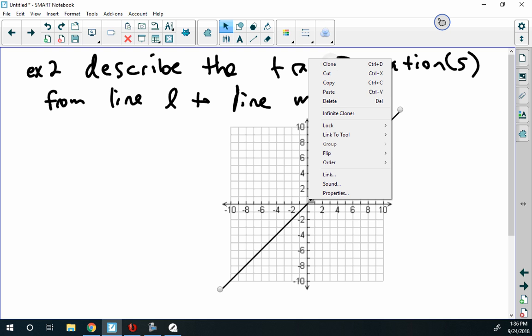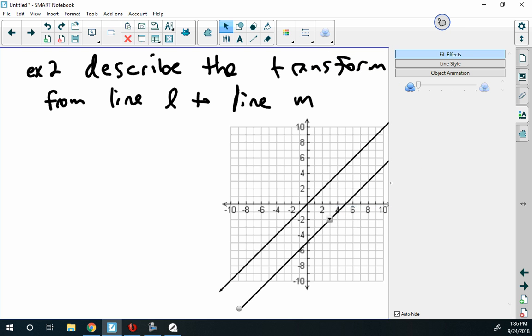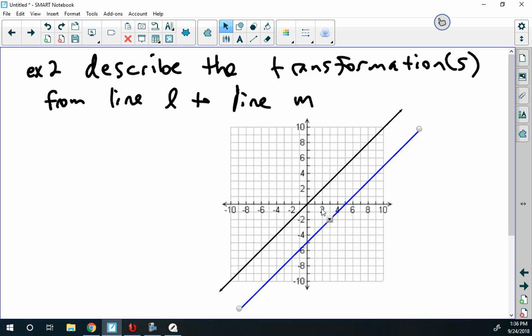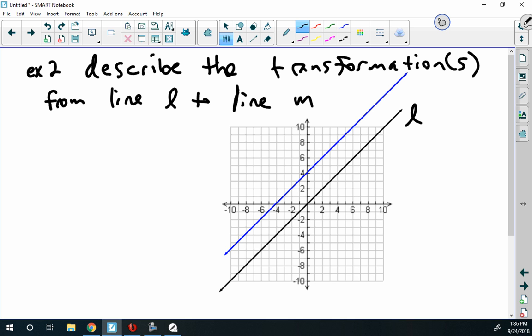So go ahead and clone this one. And I want to make this one a little bit different color. So maybe I'll make this one blue. And there we go. And I want to put it right there like that. So I'll call the one line L and the other one line M.